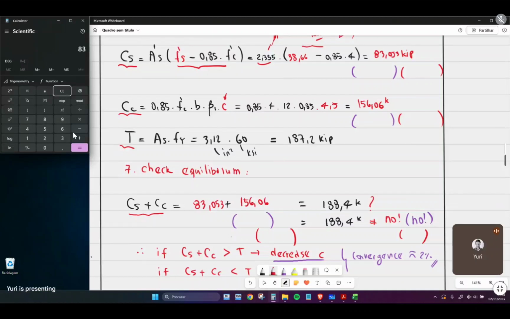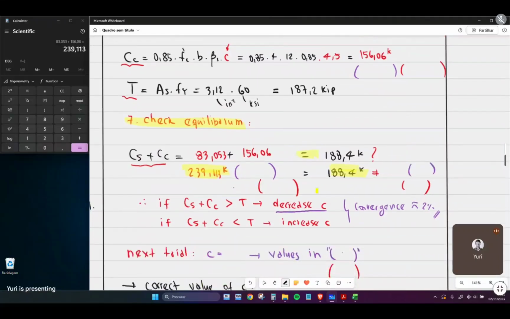Now let's add 83.053 plus 156.06. As I said, 239.13 kip. Okay, so as you can see here, has the equilibrium been reached? Check equilibrium. As we can see, 239 is bigger than 188, which means the depth of the neutral axis is quite big.